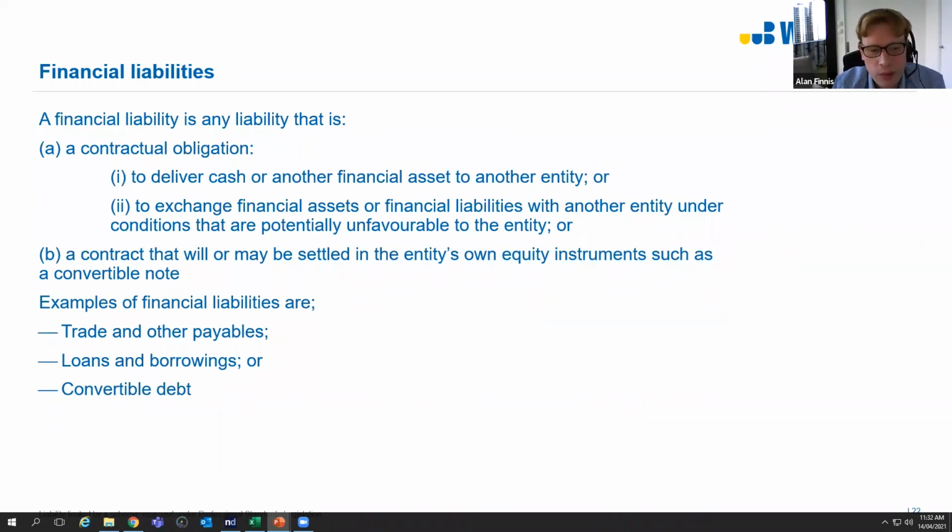I think for trade and other payables and loans and borrowings, the accounting for them is pretty straightforward. Obviously, with an AP, you'll just credit your AP, debit expenses. Likewise, with loans and borrowings, you probably debit your cash and credit the liability. But with convertible debt, there are a number of areas which I just wanted to run by you. There are a number of issues that you come up against, because convertible debt has the potential to convert into your company's shares. So there are some areas to bear in mind.